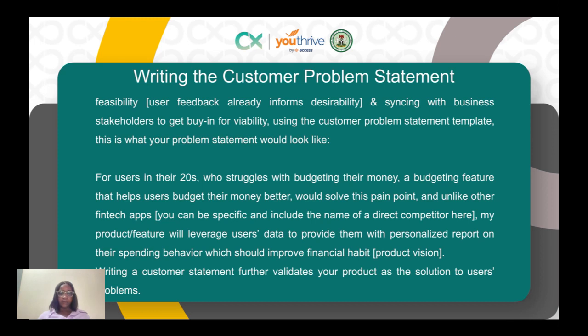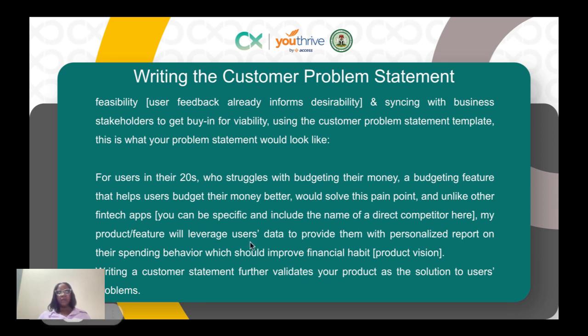Now, using your customer problem statement, this problem will look like this. For users in their 20s, remember it's a budgeting tool and your product is a fintech. For users in their 20s who struggle with budgeting their money, this is their pain point. A budgeting feature, which is a feature on your MVP that helps users budget their money better, would solve this pain point. Unlike other fintech apps, you can be specific and include the name of a direct competitor here. My product's future will leverage. Now, this is your product differentiator.